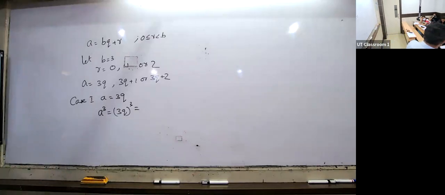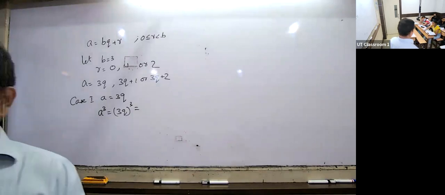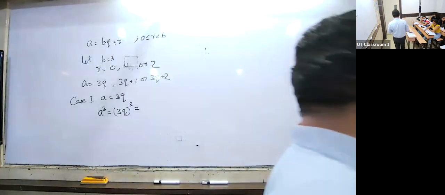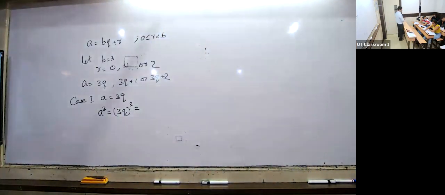Did you read? What is the meaning of the question? Tell me. Your name? Kushal. What is the meaning of that question? The cube of a number whose cube can be shown in the form of 9m, 9m plus 1, 9m plus 8. You follow what is the meaning of the question?